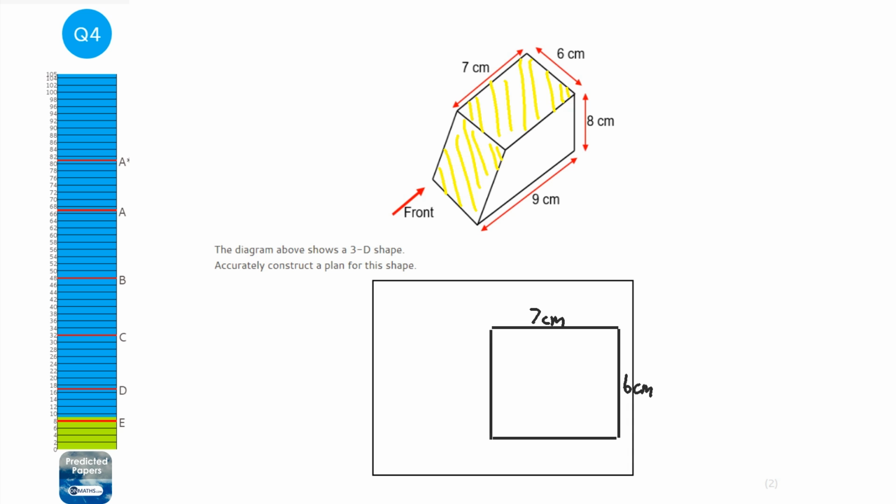And in your exam, just make sure you actually measure them, because they are given to you in here, and it does say accurately construct. So you want to make sure that it's done 7 centimeters and 6 centimeters. Now, the difficulty is going to be the last bit. Well, we know it's going to be 6 across, because it's the same as this one here. But what's the width going to be? What's this one going to be here? Well, if this one here is 7 and this one here is 9, what's left over? Well, there's 2 centimeters left over, so it's going to be 2 centimeters in width.